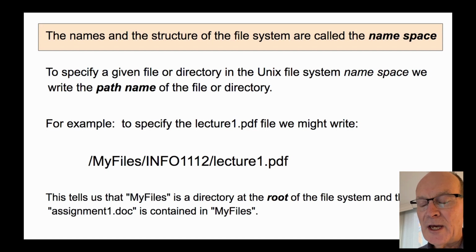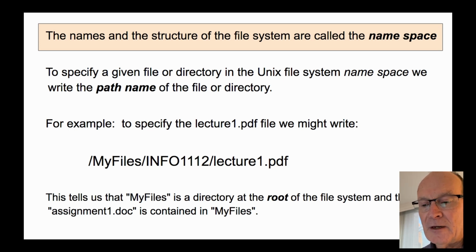Another way of writing down where your file is in the file space is something called a path name. And in all Unix systems, we write it in the following way. So lecture1.pdf here is within a folder called info1112, which is within a folder called myfiles. And we separate these with a slash. Now this is just the written way of writing down this point in the namespace. And as I said, it's called a path name. And path names are very important because we're going to refer to all our files this way, and we're going to manipulate path names and move around in the namespace using the path.